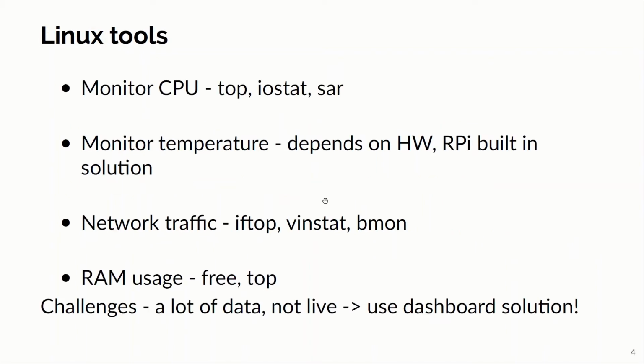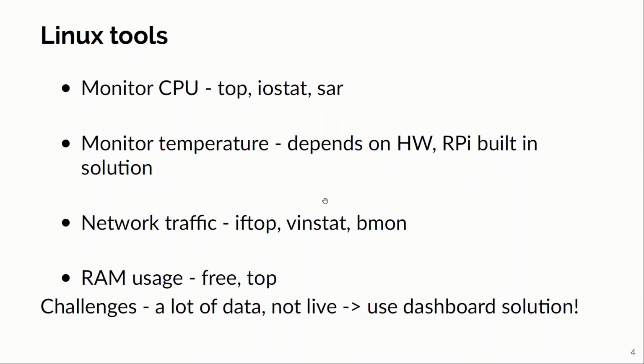So how can we monitor the hardware health of our Raspberry Pi? We have quite a large family of tools which we can use directly on Linux. For example, for monitoring the CPU status, we can use programs like top, iostat or sar. We can also monitor the temperature, so there are of course some hardware dependent solutions, and Raspberry Pi has its own built-in solutions. For traffic, we can use tools such as iftop, vnstat or bmon. And for checking the health of the RAM, we can use tools like free or top again.